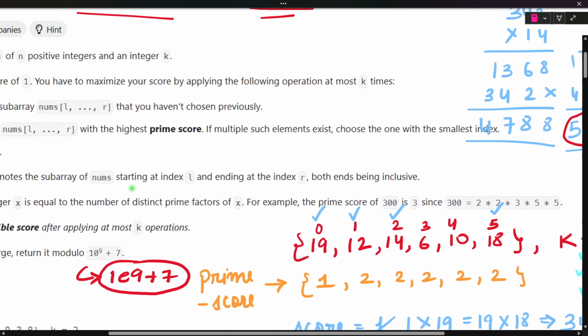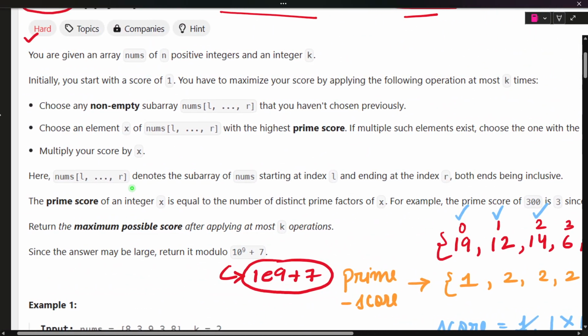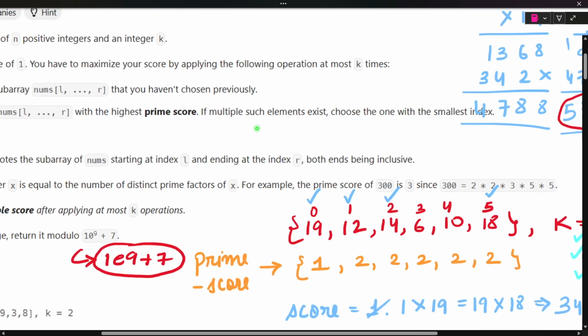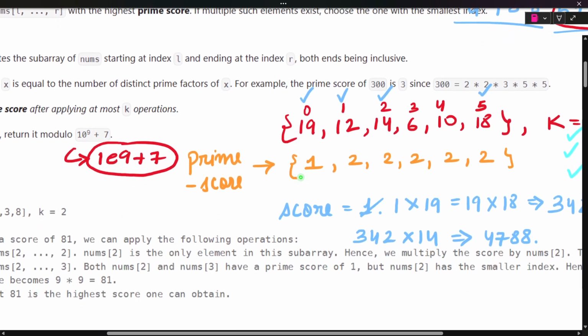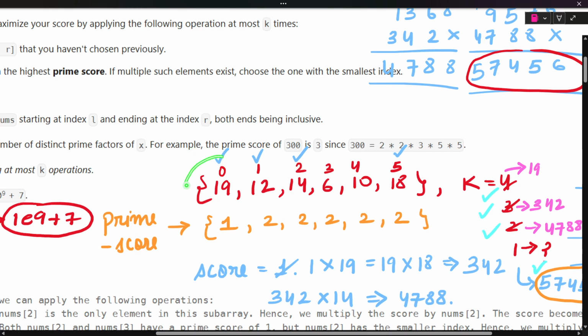See, read the question again. Choose a non-empty subarray of nums that you haven't chosen previously. Choose an element x of this range with the highest prime score. Okay. Suppose we want to choose again, like let's just suppose we have taken this subarray. Now we are taking this subarray. Tell me one thing, can we choose it? No. Why? Because 12 has a better prime score, so we need to choose that.